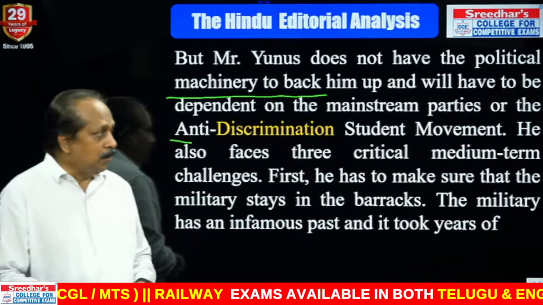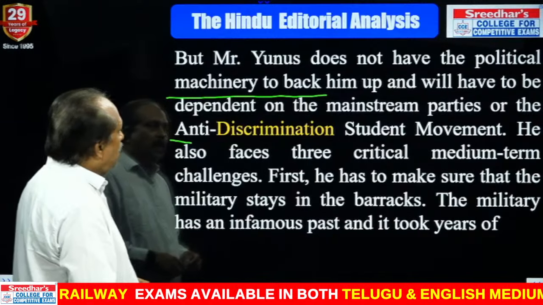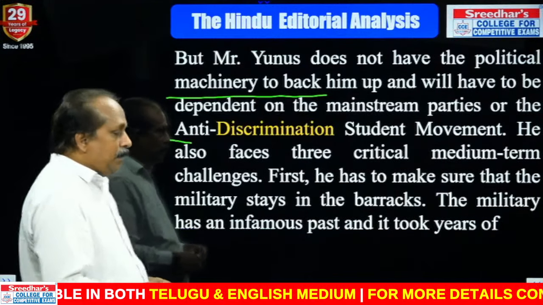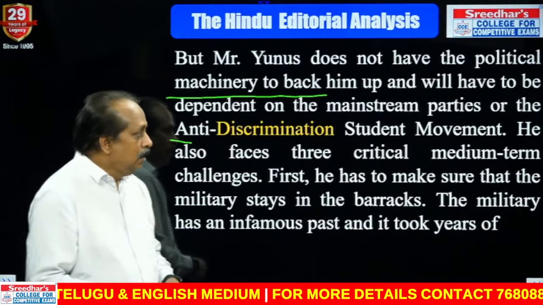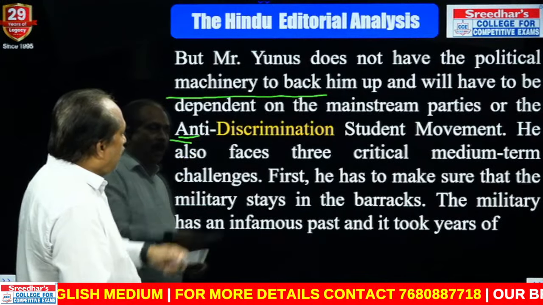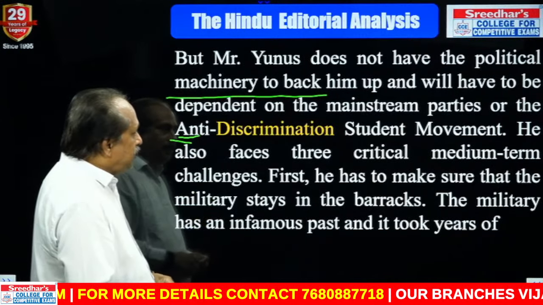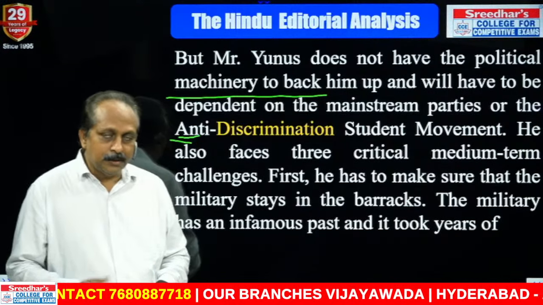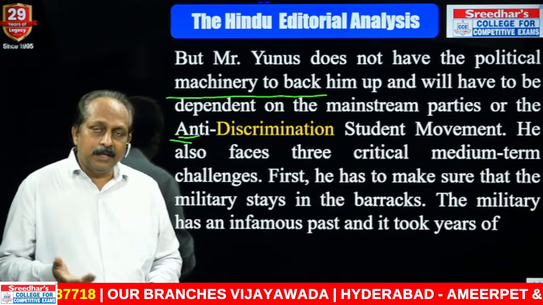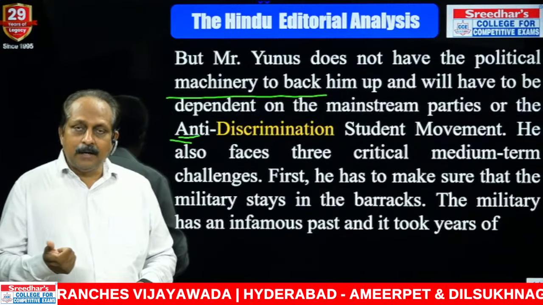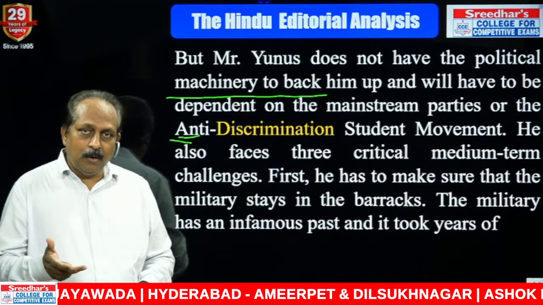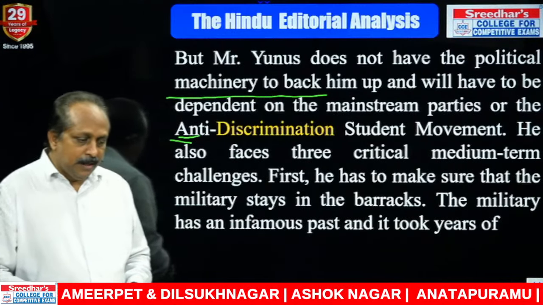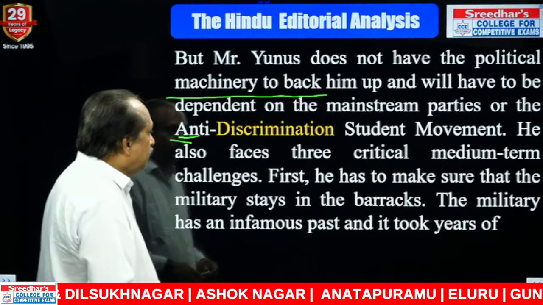And he has to depend on what or whom? Will have to be dependent on one, the mainstream parties, means the major parties in that country, or the anti, means against, discrimination student movement, anti-discrimination student movement. He has to depend on. You can think of phrasal verbs like bank on, rely on, depend on, count on. They all mean the same. Belligerent means ready to attack, aggressive.